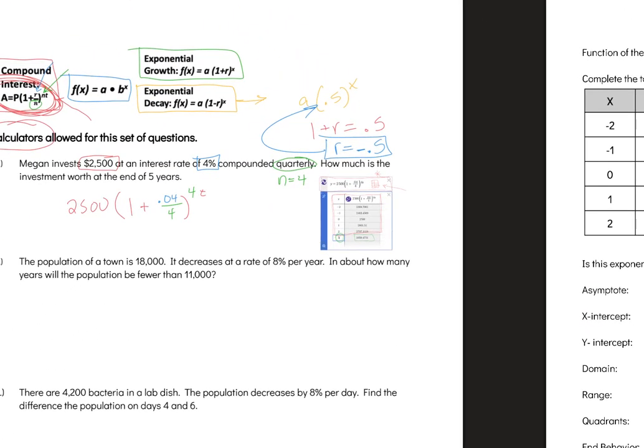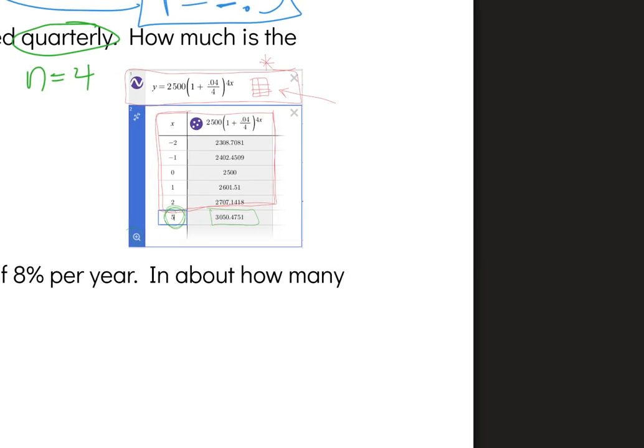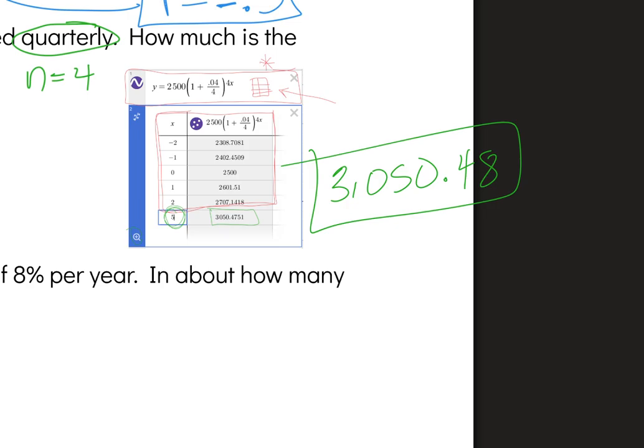$3,050.47.5. So here's how I will count this on the test. It's $3,050, and if you call it 48, I'm good with that, because that's how rounding works, okay?